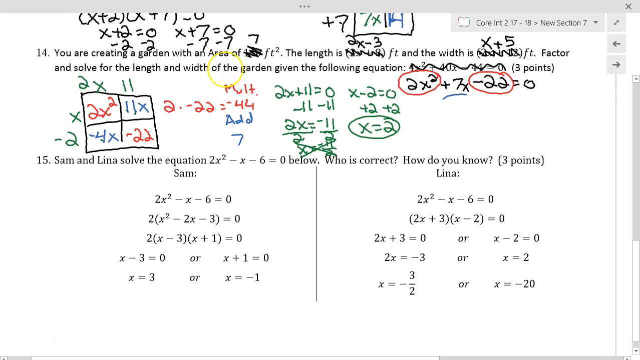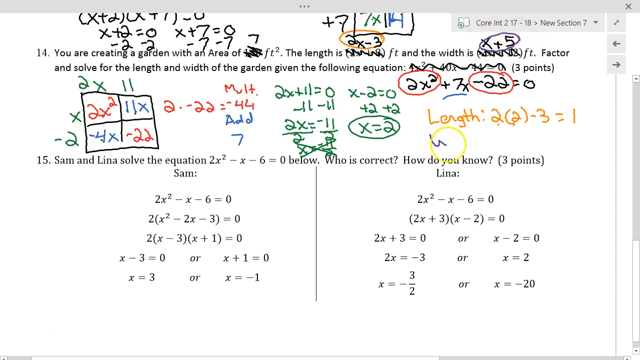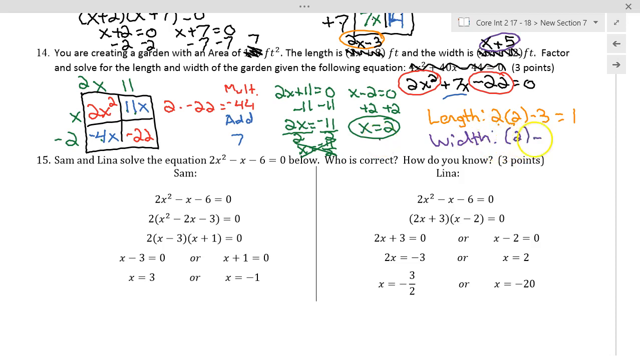Now I need to find the length and the width. For the length, my length was 2x - 3. That's 2 times 2 minus 3. I can plug that in my calculator. 2 times 2 is 4, minus 3 is 1. For my width, x + 5. So that's going to be 2, that's what I got for x, plus 5. And 2 plus 5 is 7. So my length is 1, and my width is 7.